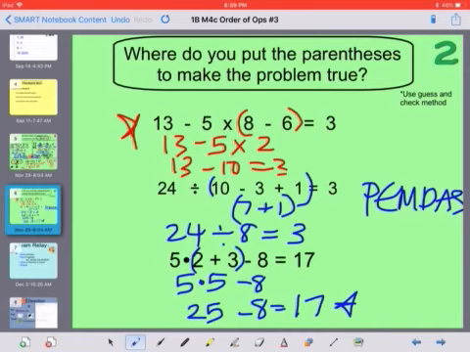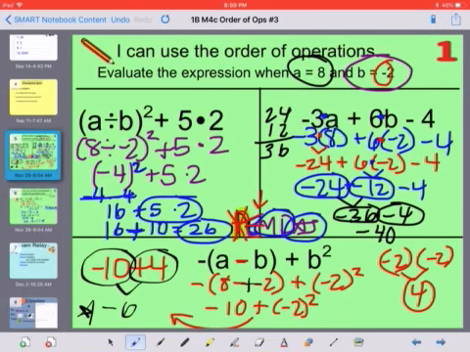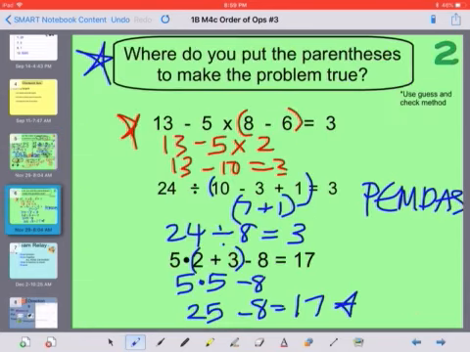The only time you would ever put parentheses is if it's asking you to put parentheses. Otherwise, you need to follow the problem with the parentheses that are already there. If there aren't any, you don't get to add parentheses unless they tell you to. All right, that is our third day.